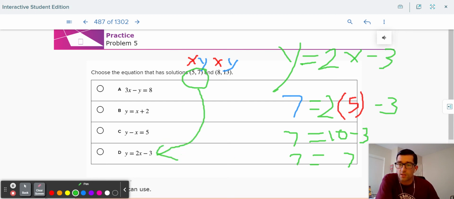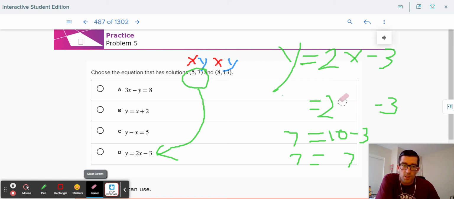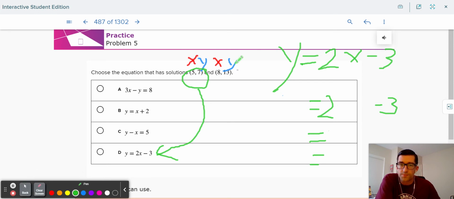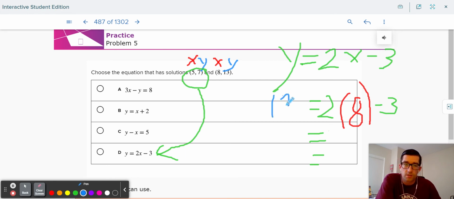All right. Now we're going to check the second set. And so what I'm going to do is erase some of this. Don't have to erase all of it because we're still going to use the same equation. But instead, what we're going to check now is the second set of numbers, x and y over here, 8 and 13. So x is 8. So over here for x, I'm going to plug in an 8. And for y, I'm going to plug in this 13.